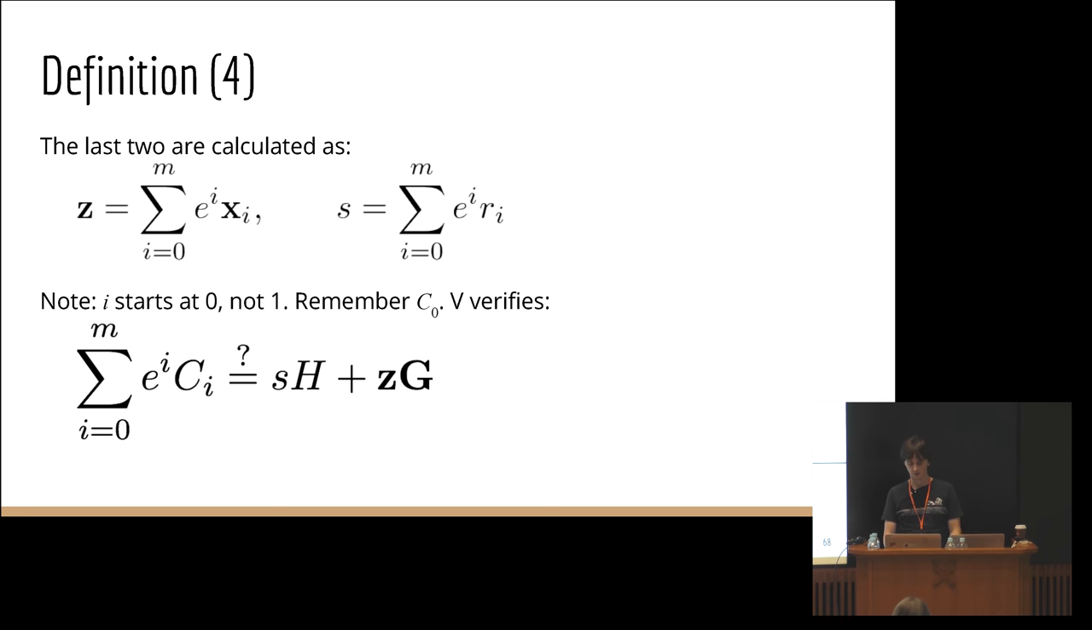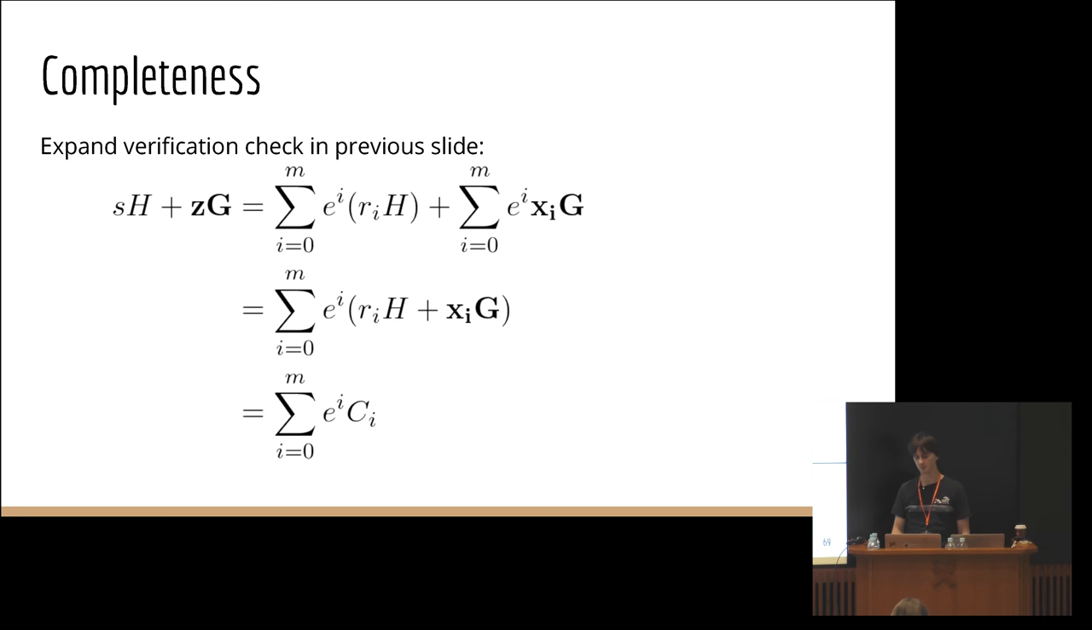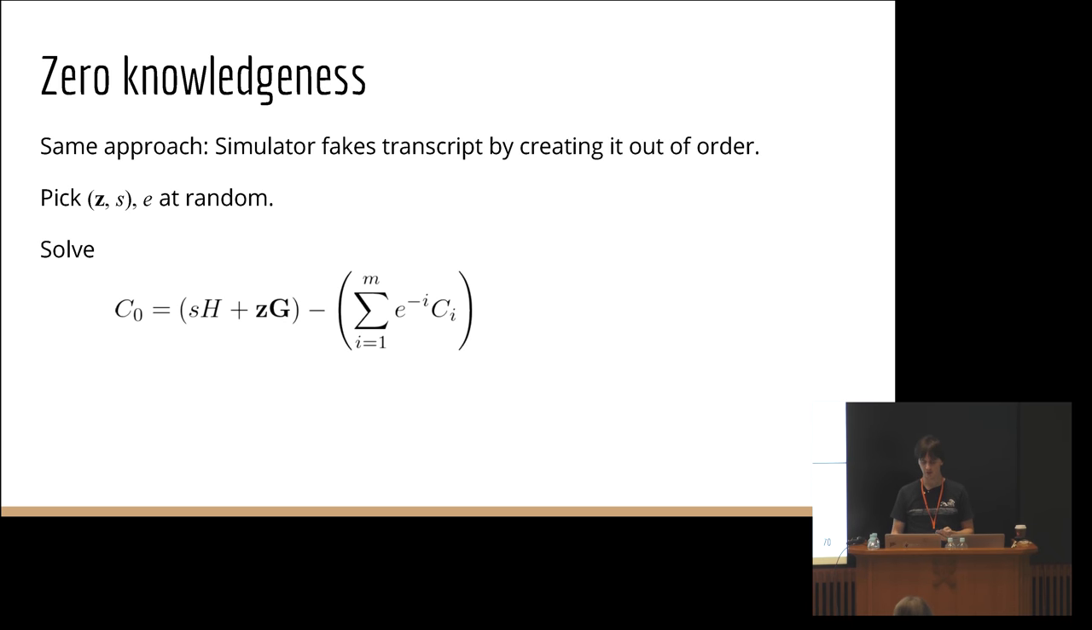And so the verifier just takes a sum, EI times CI, and checks that it is SH plus CG. Okay? Is it? Well, we can take the right hand side and just do this. And we see, yeah, okay, that works. That's kind of how it goes. And you keep doing this over and over. This is actually a completeness proof, because you can see that they always match up. So there's zero knowledgeness here.